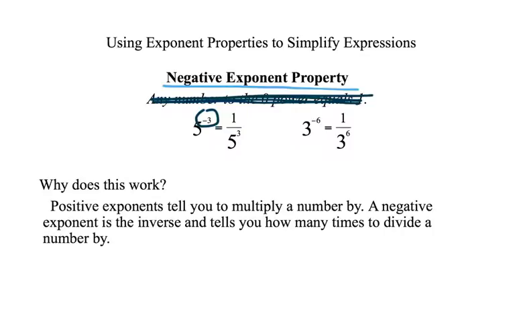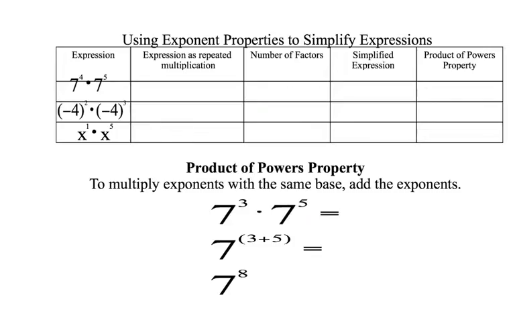Positive exponents tell you to multiply a number by a certain amount, okay? Negative exponents are the inverse, and they tell you to divide. That's why that works. I know we're going fast, but we're going to use these properties tomorrow, so we'll show you how they work. Let's look at the next property.